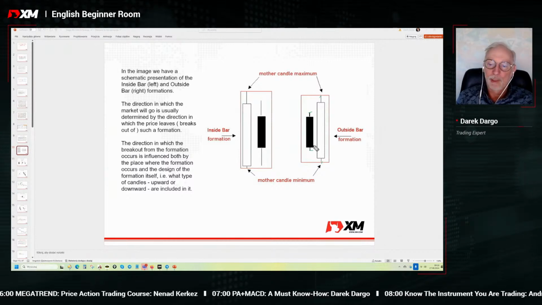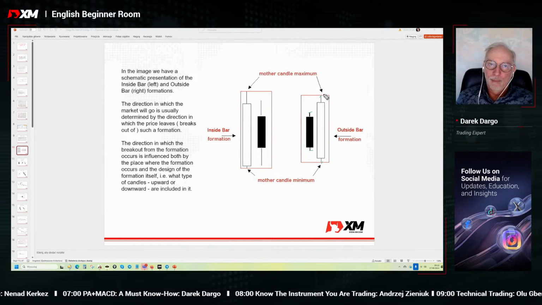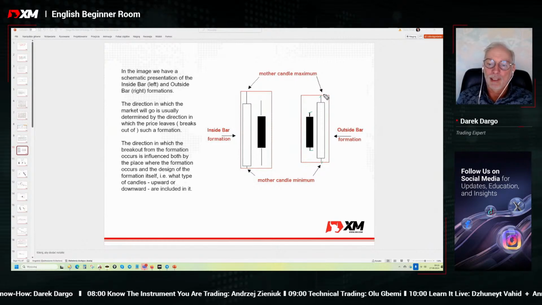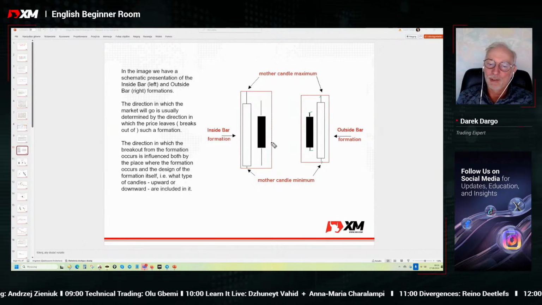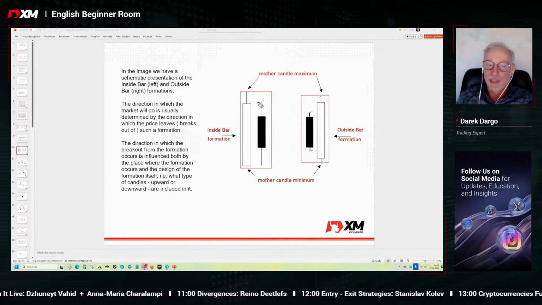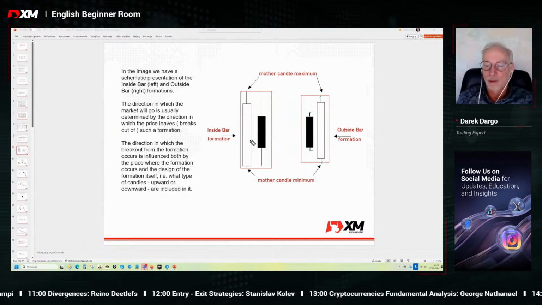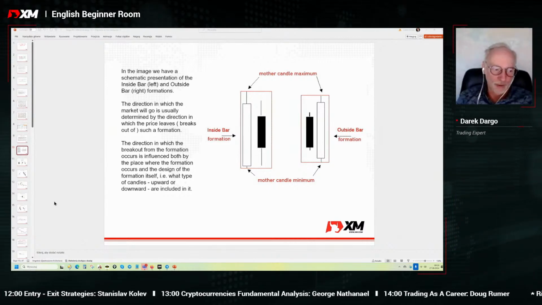So the outside candle is the one which shows us who is going to rule on the market. In the case of inside bars, this is a bit more problematic because as long as price doesn't break out from the pattern, we still don't know who is stronger. But in the case of an outside bar, we know straight away who is stronger.